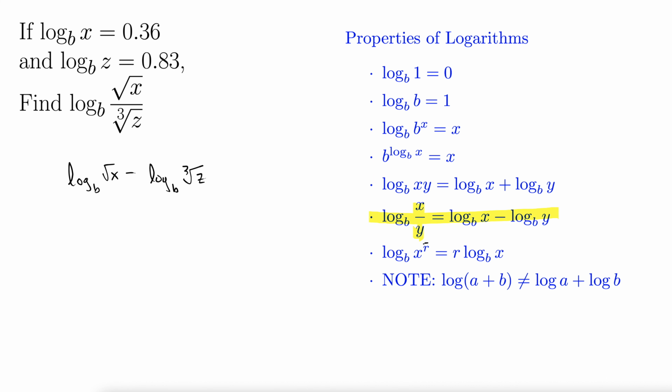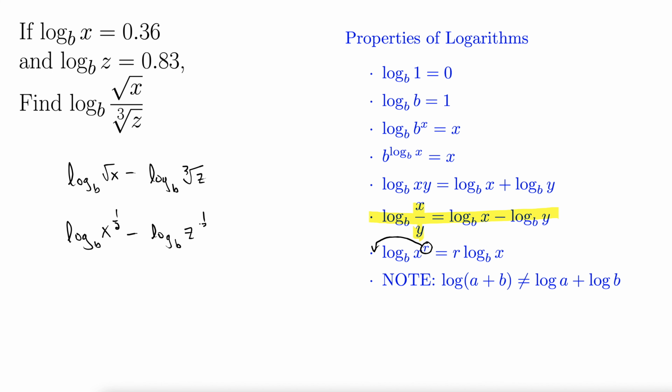Now, none of our properties of logarithms say anything about radicals inside of a logarithm, but we do have something about powers inside of a logarithm, right? And it tells us that log brings this power, this exponent, down to the front. So let's write these radicals in exponential form next. So we have log base b of x to the 1/2 minus log base b of z to the 1/3.